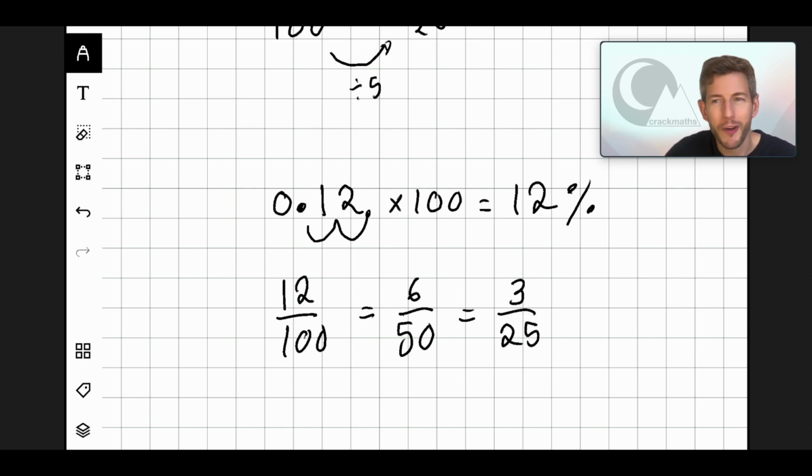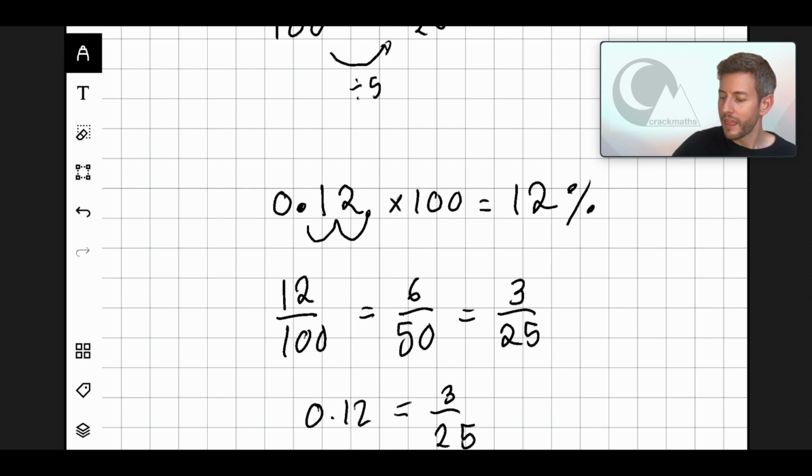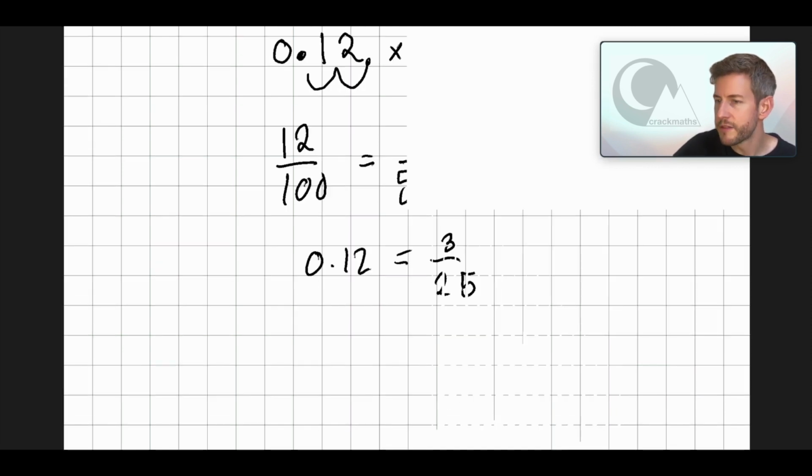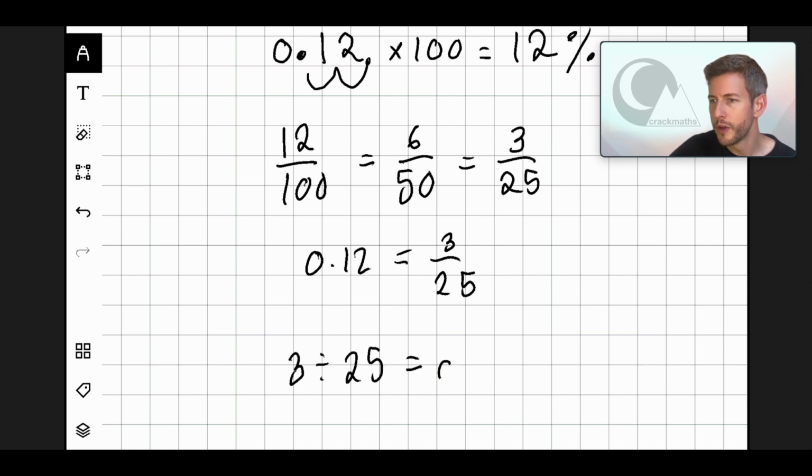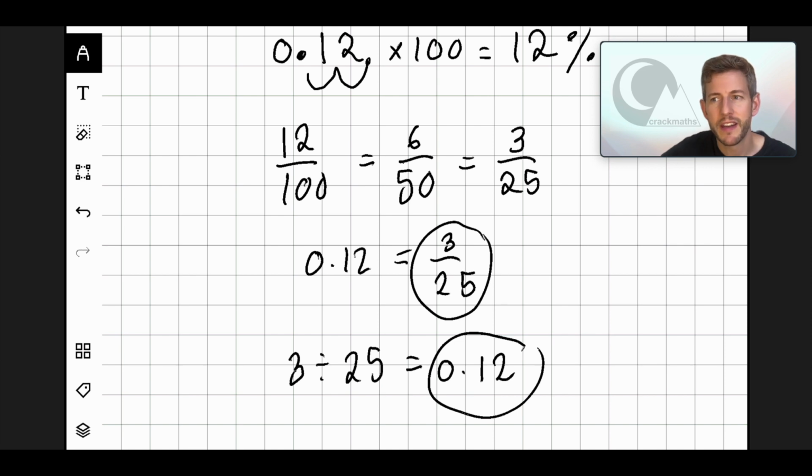Now we're at 3 over 25, I don't think there's anything else that we can do, so we're going to leave it there. So therefore, we know that 0.12 equals 3 over 25. Remember, this line means divide, so if at any point in time you want to double check this on your calculator, you can do that. You can just type in 3 divided by 25, and it will give you 0.12. Because this is the same as this, they're just written in a different way.